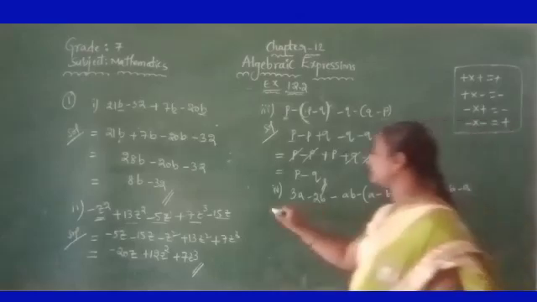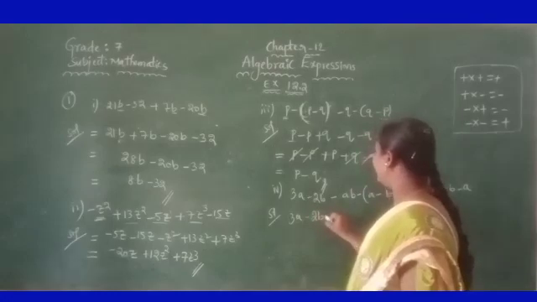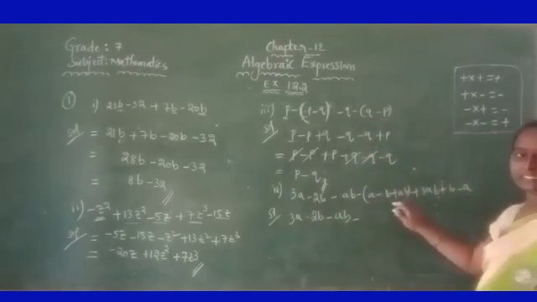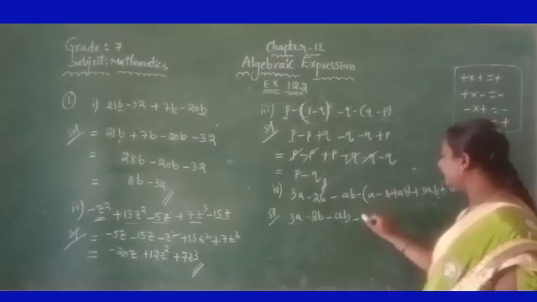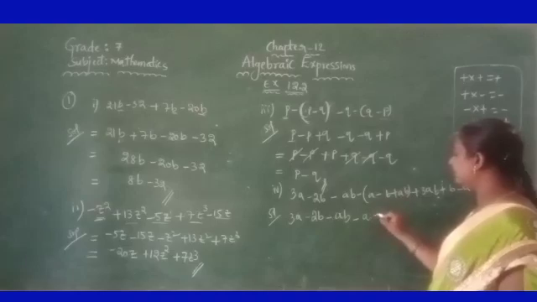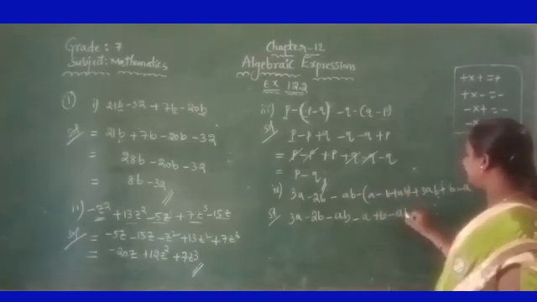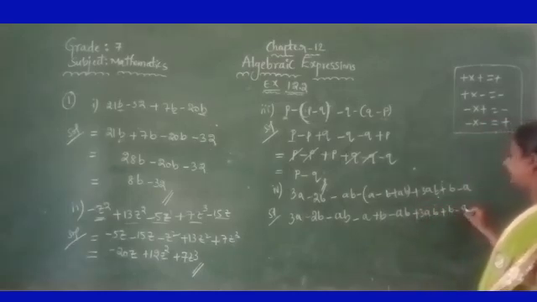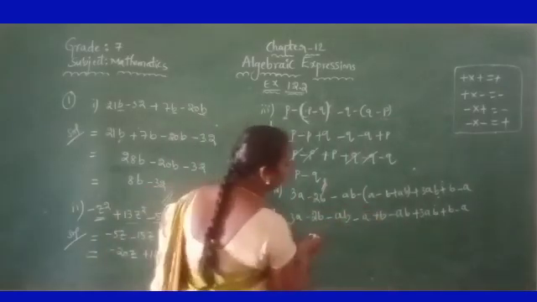Right. So here also simplify first. 3a minus 2b minus ab. Okay, if the terms are having the brackets like this, first you simplify. After that you combine. Here minus a, minus into minus plus b, minus into plus minus ab plus 3ab plus b minus a. Right.